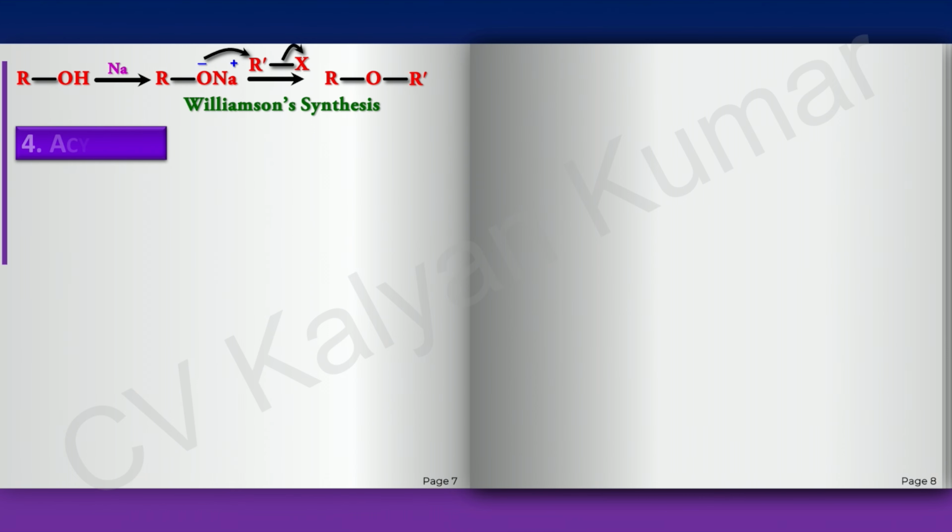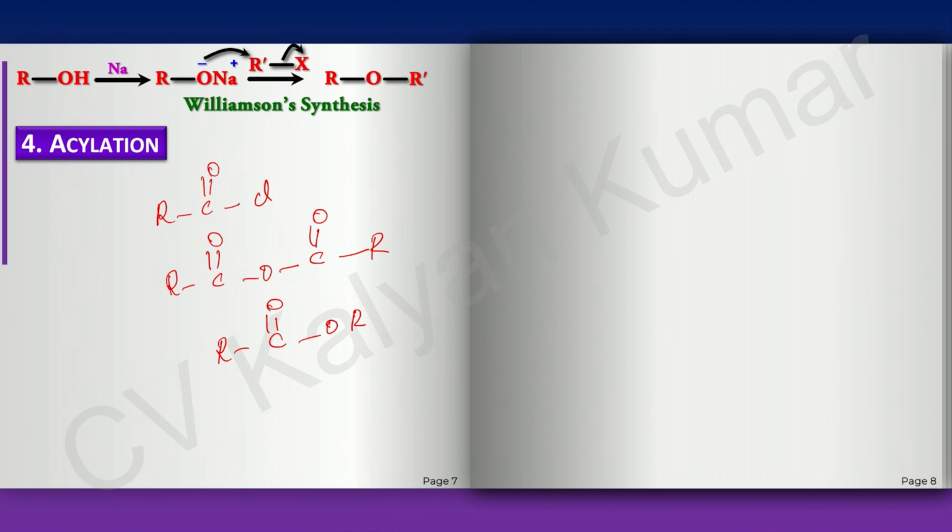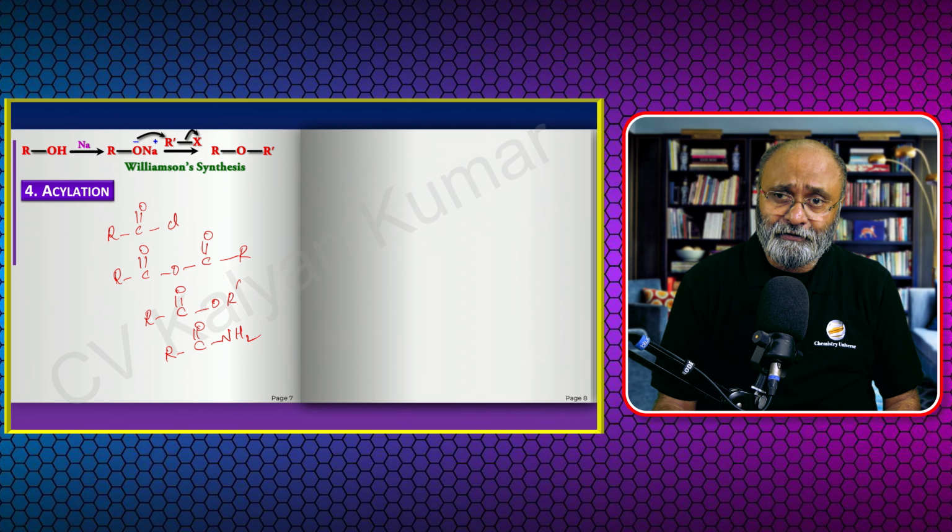Now let's talk about acylation. Now before I even begin acylation, let me explain something to you. You see, there are four derivatives of acids that we generally talk about. Acid chloride, acid anhydride, ester, and amide. You have acid chloride, anhydride, ester, amide.